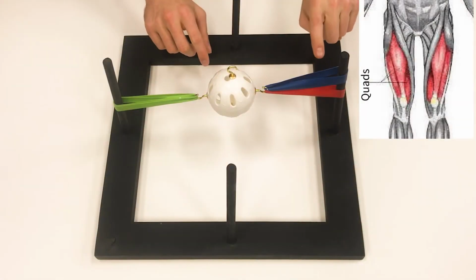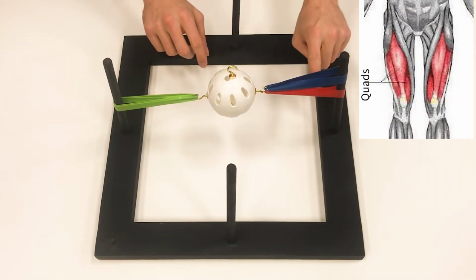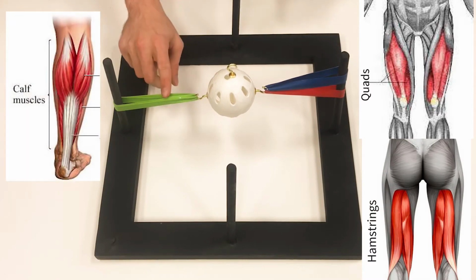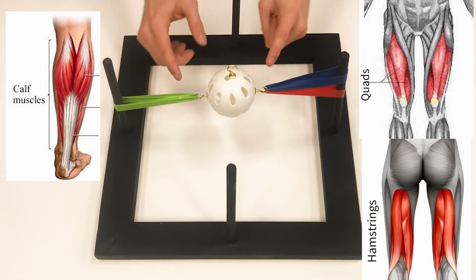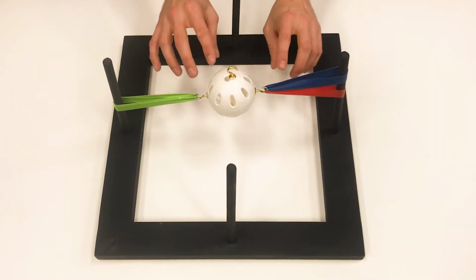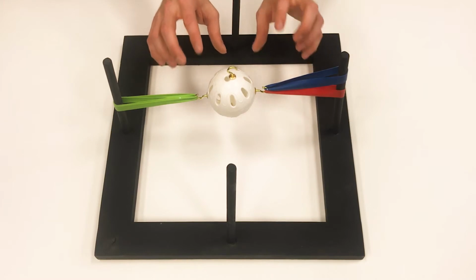So now that you know how muscle tension works, let's take a look at how it affects your knee pain specifically. The blue one represents your quads, the red one is representing your hamstrings, and this green one is representing your calves. So those are the muscles that are going to be affecting your knee joint. It can be any variation of these muscles that are causing the imbalance.